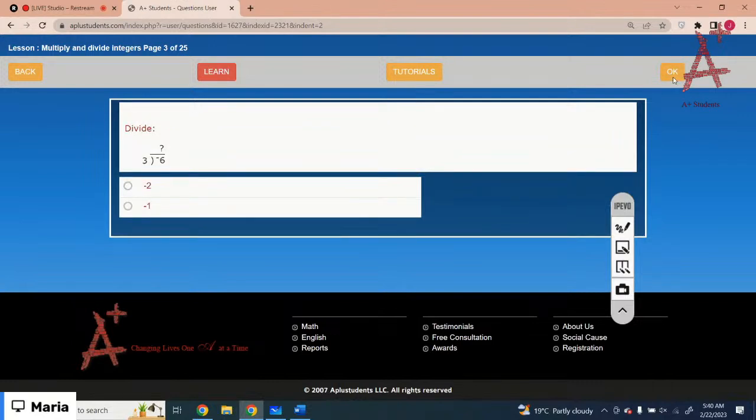Okay, the next one is negative 6 divided by 3. So which is the correct option? One of the numbers is negative, so the answer must be negative. And 3 times what number is 6? So it is negative 2. Very good. So the correct option is negative 2. Just select the correct option and click on the OK button.